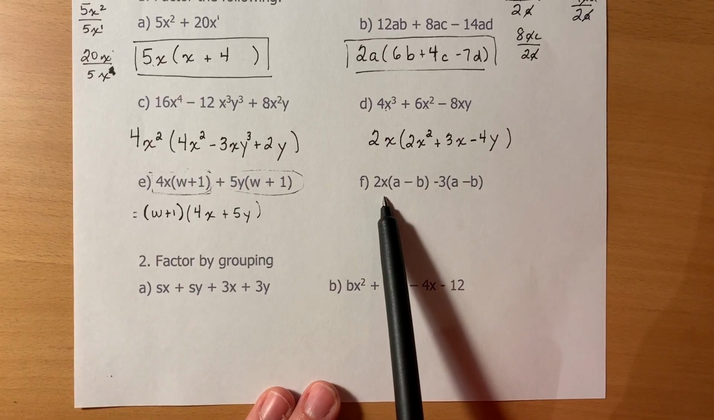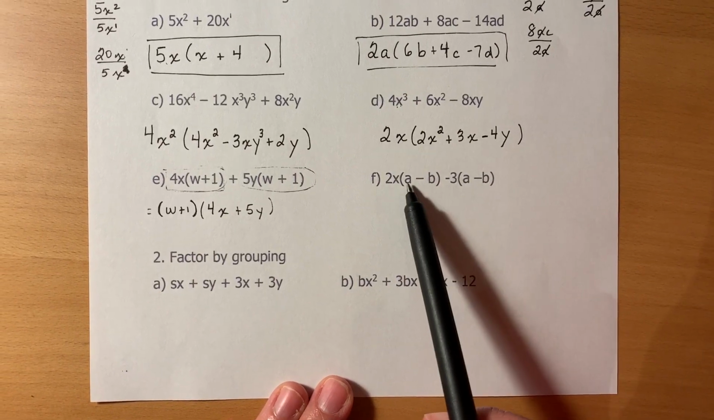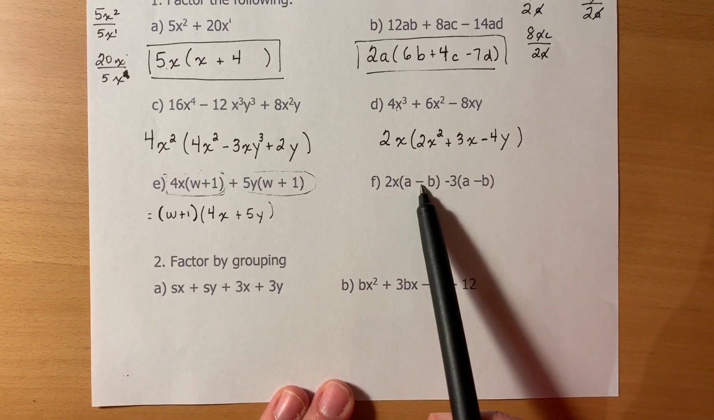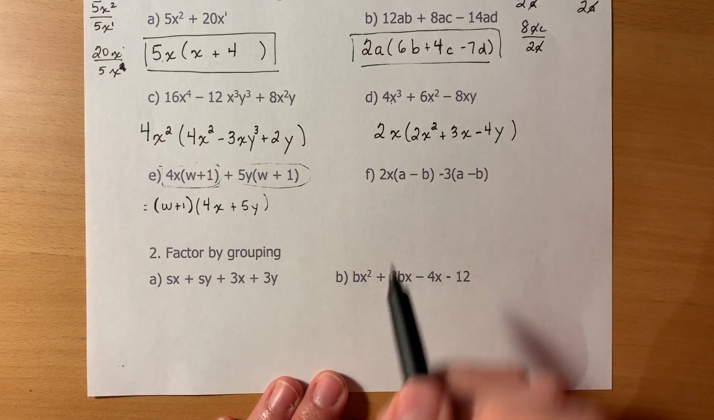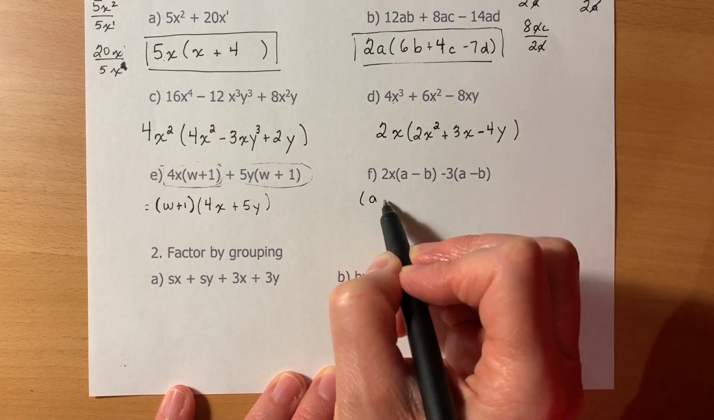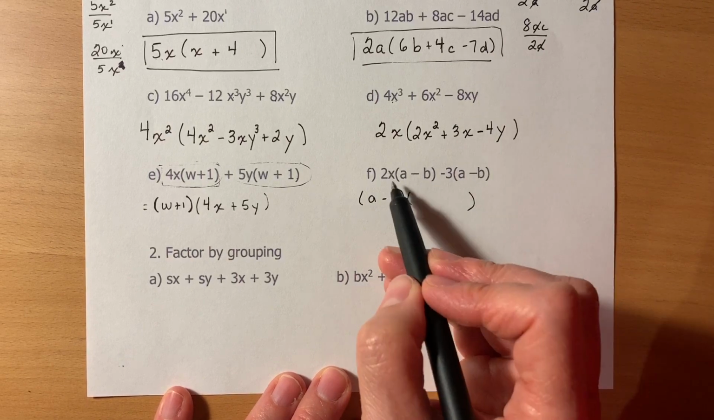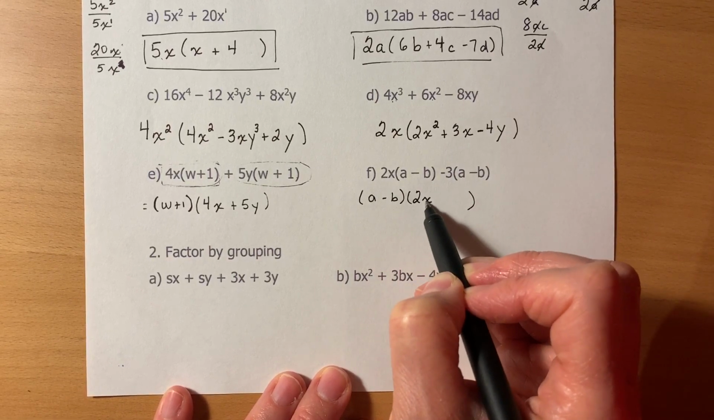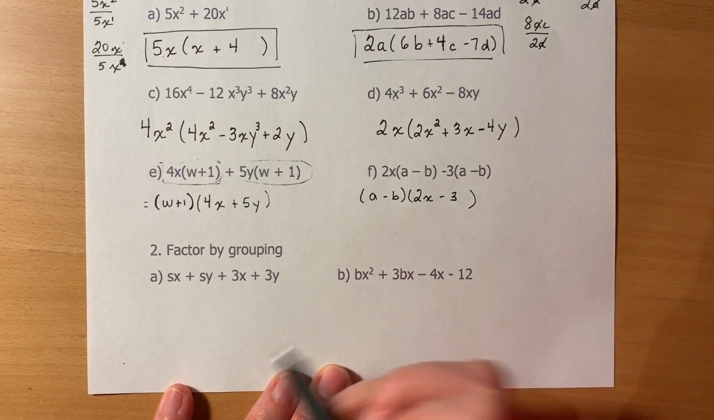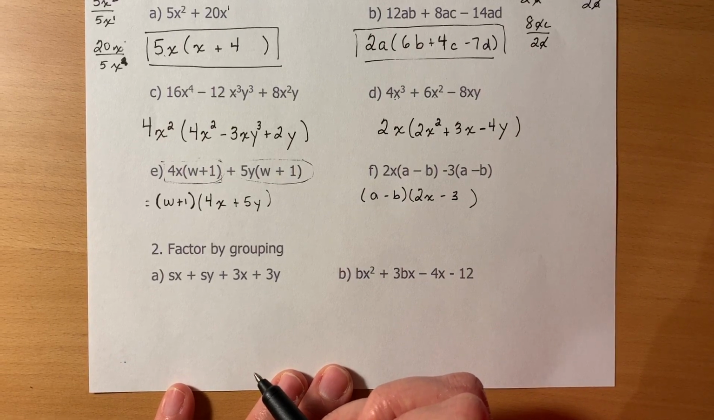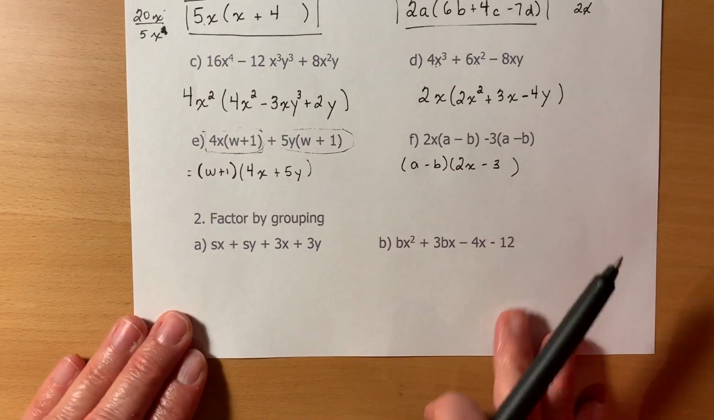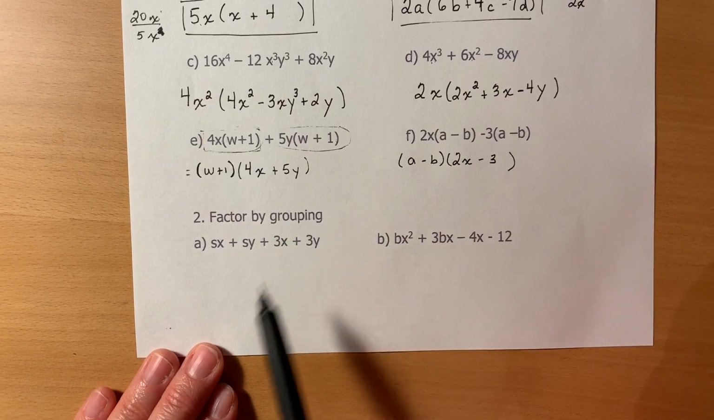Same idea here on F. Again, I look and I notice my brackets are identical. I got a minus b and a minus b. So that becomes my common factor. Okay, what's left in the other bracket? It's going to be 2x minus 3. And that's it. Okay, so the last two have to do with factoring by grouping.